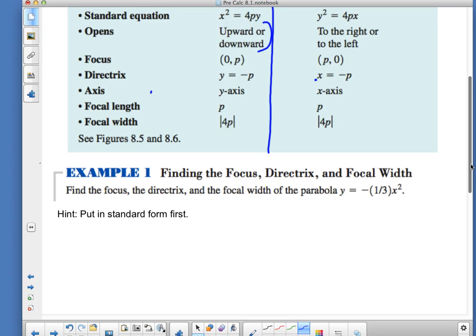Okay, finding the focus, directrix, and focal width of this parabola. Find the focus, directrix, and focal width of the parabola y equals negative 1/3 x squared. First of all, I want to put it in that standard form of parabola that we've been working with in the table above. So I'm just going to flip-flop this. This is negative 1/3 x squared equals y. I'm going to multiply by negative 3 on both sides, so I clear it out and have x squared all by itself.